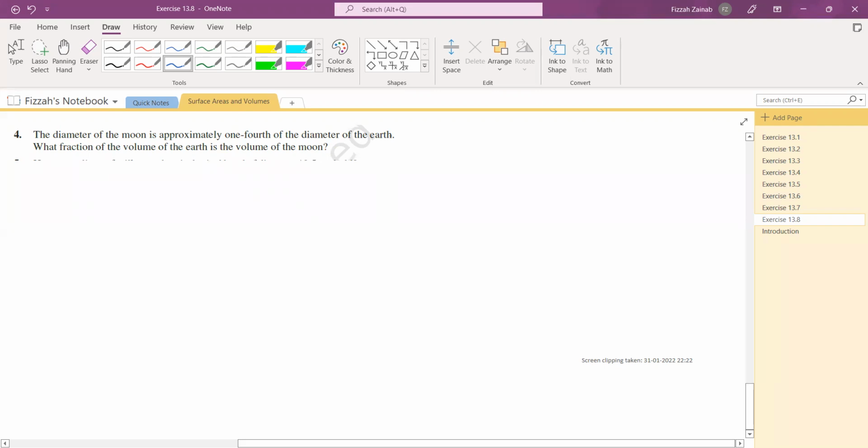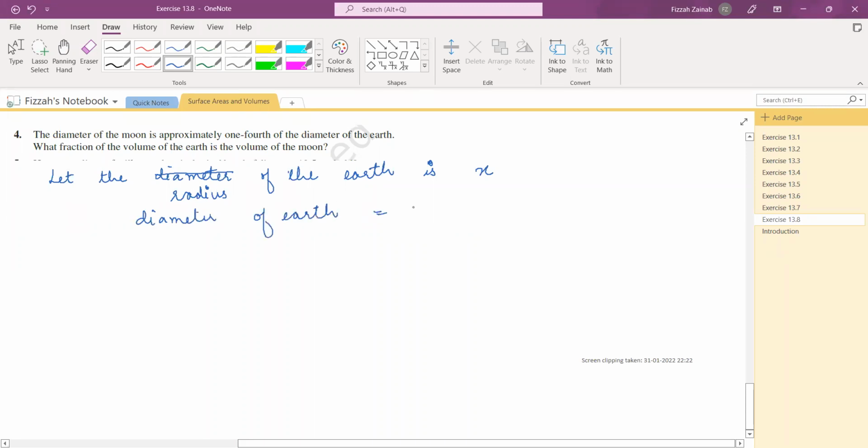So if we assume something for earth, let the diameter of the earth be... Or I think we should assume the radius of the earth, because multiplying with 2 is easy rather than dividing. Let it be x or r, whatever you can write. Fine. So the diameter will become 2x. Is this clear?